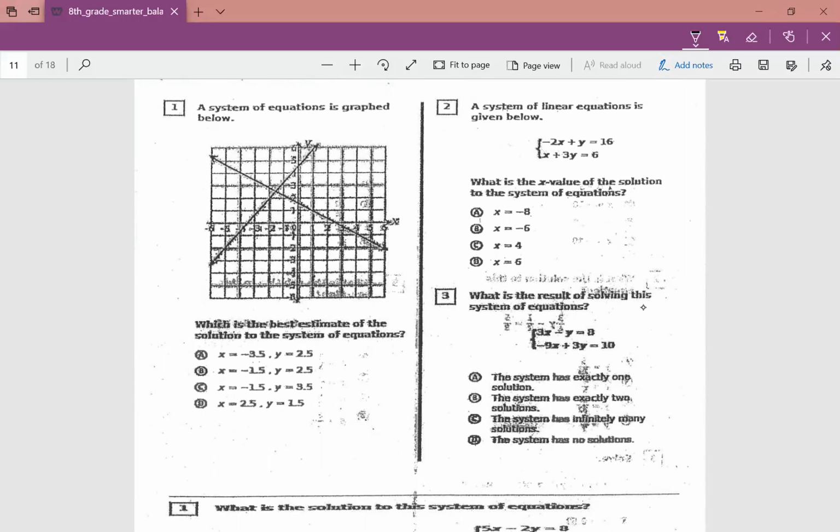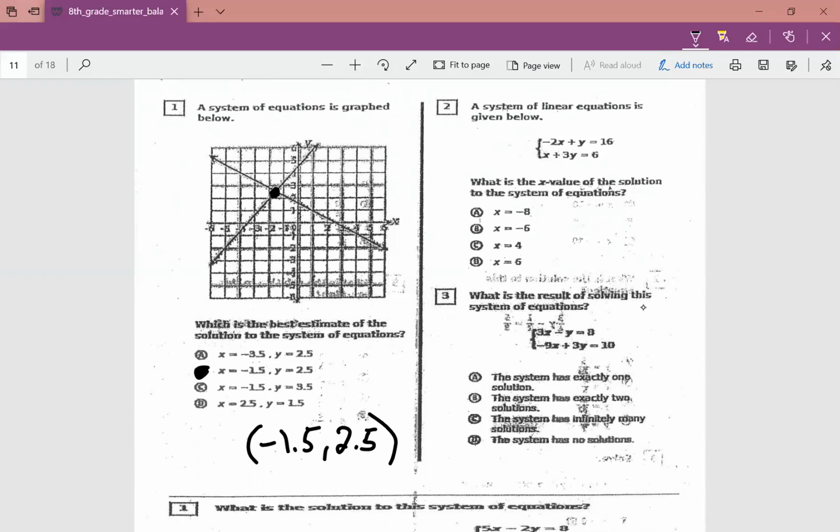So remember, solutions to system of equations are where the lines intersect. And the answer to this was B. And the lines intersect at approximately negative 1.5, comma 2.5, and that's approximate. You might have gotten something slightly different. So therefore x is negative 1.5 and y is 2.5. So you can kind of see it's like right in the middle. Number 2, a system of linear equations is given below.